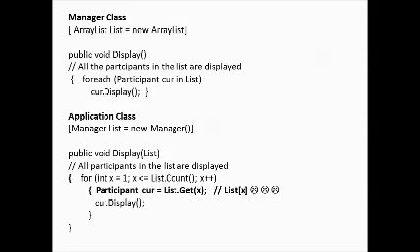Okay, so how do I address a specific element when I'm in the application class? I call list.getX. Notice in this case I cannot say list square bracket x, because that would imply that list is an array list. But we know that when we're in the application class we're working with a simulation of a list called manager. So I've got to say list.getX.